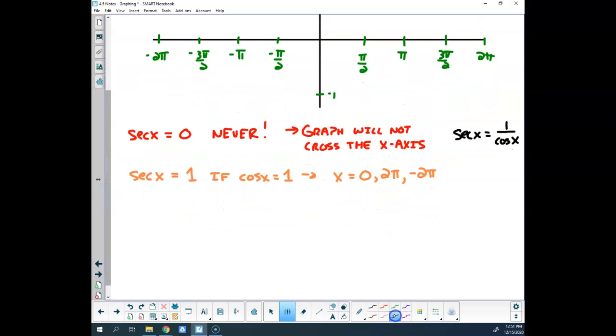When is secant equal to negative 1? What would cosine have to be? Cosine would have to be negative 1. Where is cosine equal to negative 1? Pi? Negative.